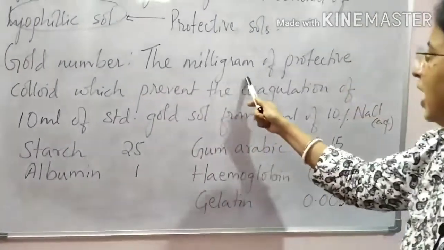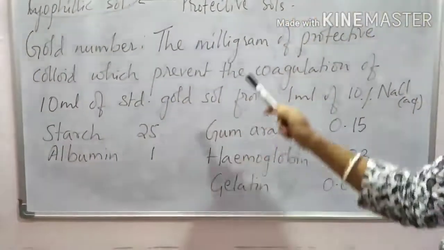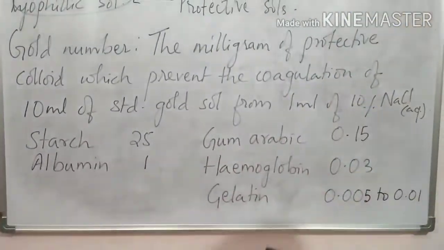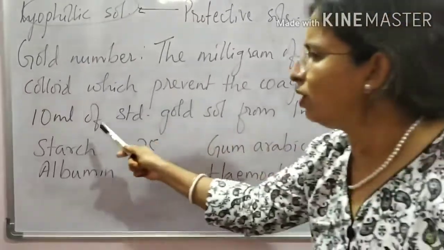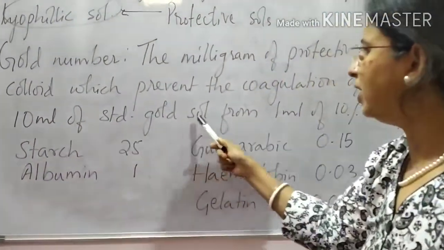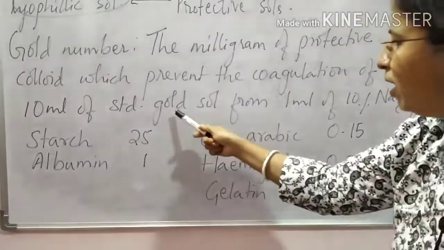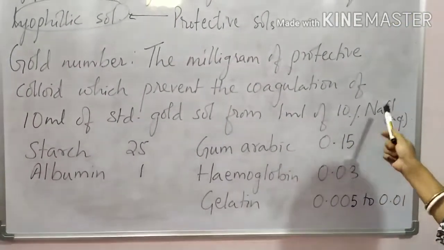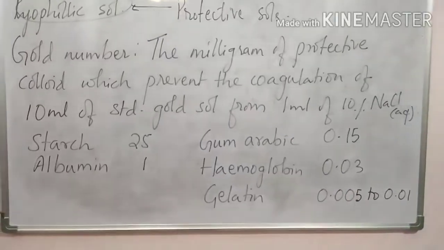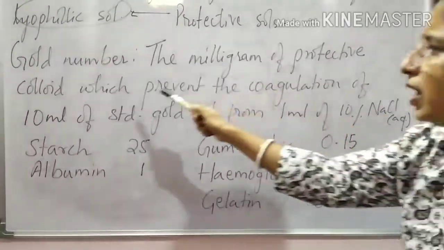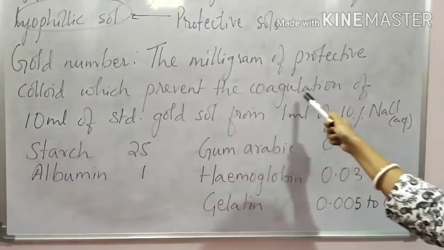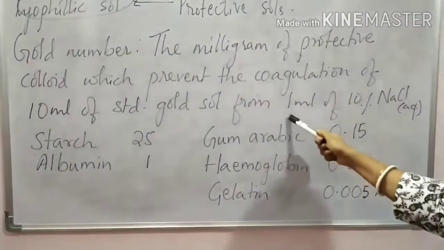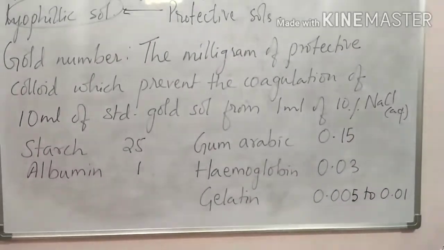The milligram of protective colloid which prevent the coagulation of 10 ml of standard gold sol from 1 ml of 10% NaCl solution. I will repeat. The milligram of protective colloid which prevent the coagulation of 10 ml of standard gold sol from 1 ml of NaCl solution.